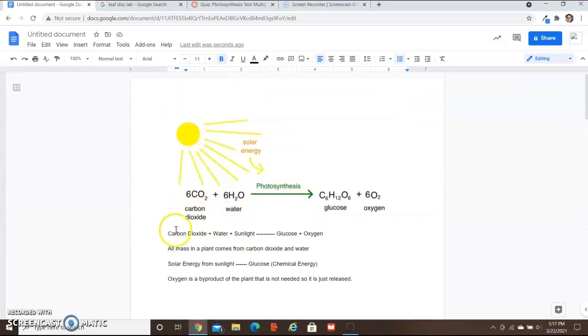Just a review, photosynthesis is carbon dioxide, water, and sunlight, and it produces glucose and oxygen. The whole point of this is energy. We are taking solar energy from the sun, and that plant is using it to create chemical energy in the form of glucose. We also have a byproduct of oxygen that the plant doesn't need, so it just releases. And so that means that all of the mass in the plant comes from these two things that are put into photosynthesis, carbon dioxide and water.